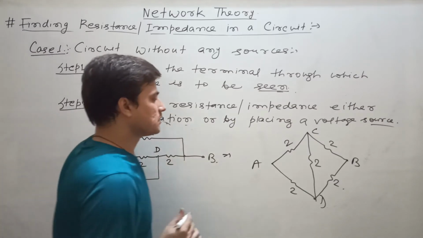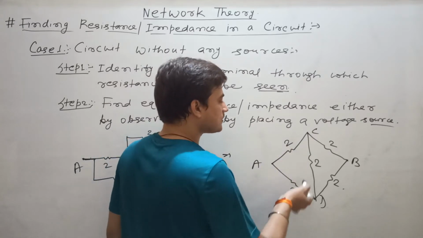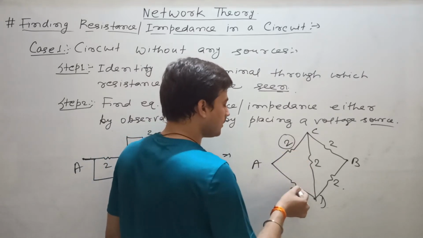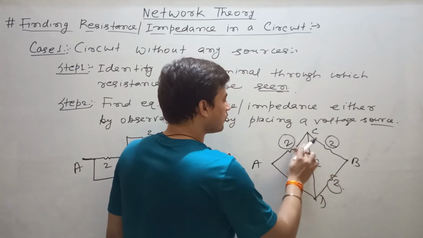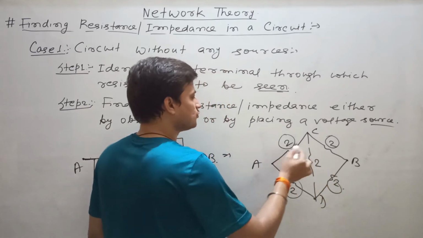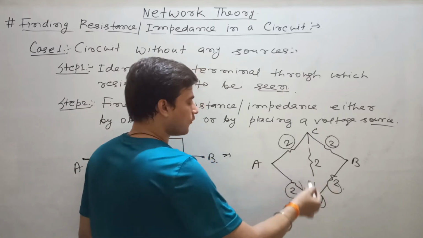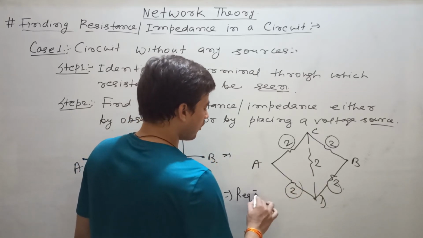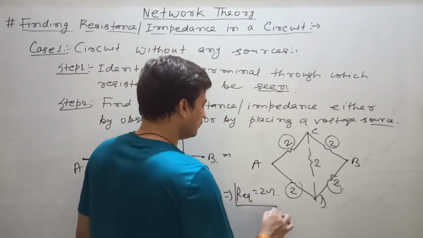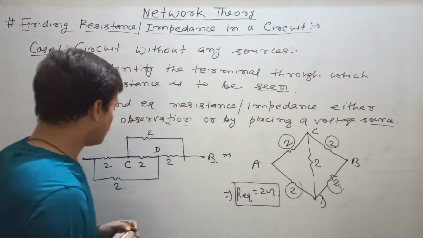Clear? So if you are moving from left to right, then you will never miss any node or any connections. Now what will happen? This is the type of balanced Wheatstone bridge. 2 by 2 equal to 2 by 2. So current will not flow through this resistor. 2 plus 2 is 4. This is 4. 4 and 4 are in parallel. So R equivalent will be equal to how much? It will be equal to 2 ohm.